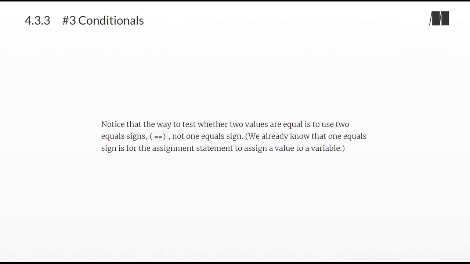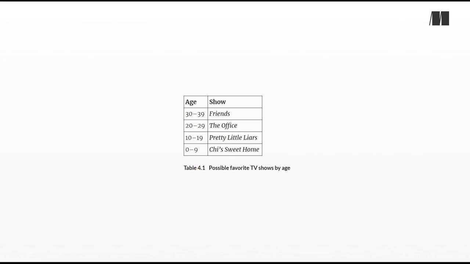Notice that the way to test whether two values are equal is to use two equals signs, double equals, not one equals sign. We already know that one equals sign is for the assignment statement to assign a value to a variable. What do you do if you have more than 2 possible outcomes?